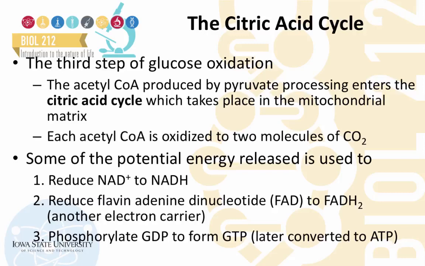Some of the potential energy that is released during this process is used to reduce NAD+ to NADH, which is a high-energy intermediate, reduce flavin adenine dinucleotide, or FAD, to FADH2, which is another high-energy intermediate, and to phosphorylate GDP to form GTP, which is later converted to ATP.